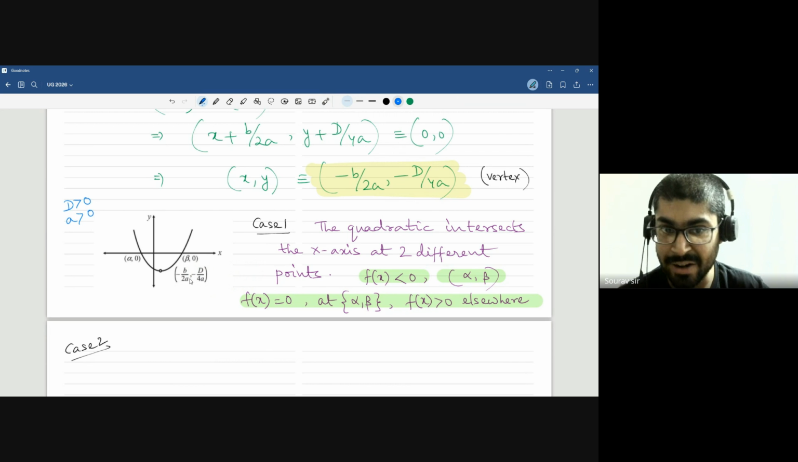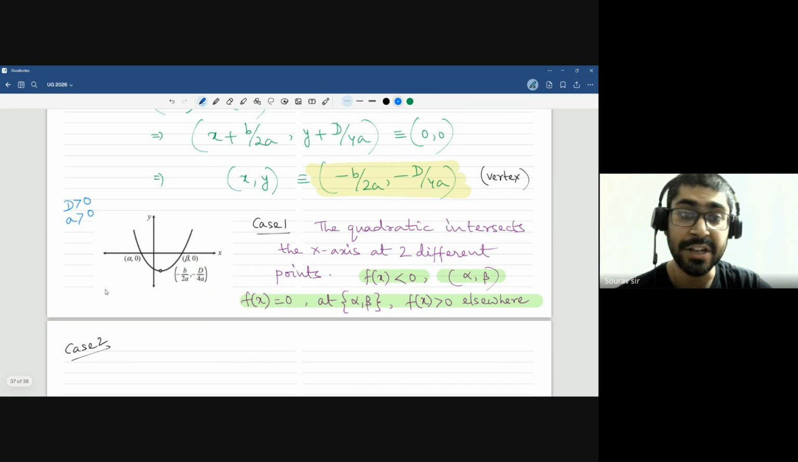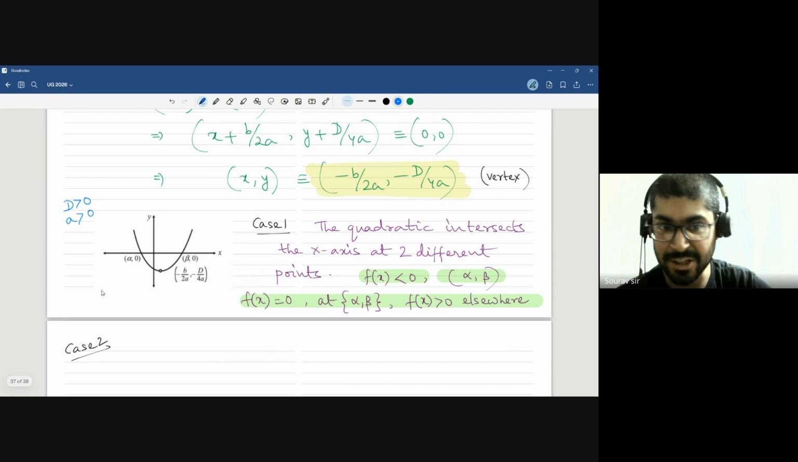And for the other one, if we know that a is greater than 0, y has to be negative here. So therefore, b will also have to be what? B has to be positive, right? So b has to be less than 0. Otherwise, this will not work. Everyone clear with this? The point is in the fourth quadrant for this particular case.